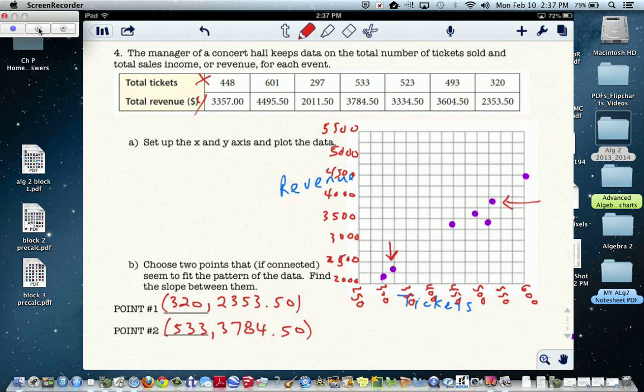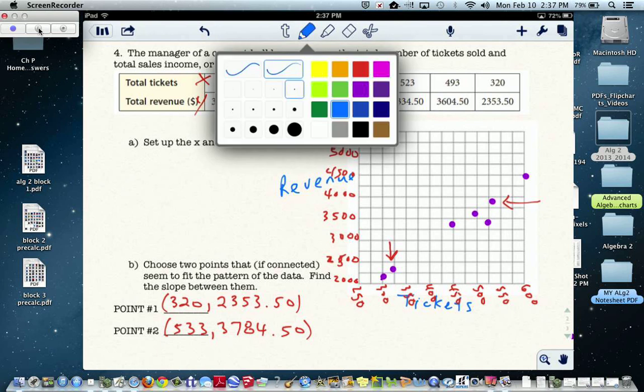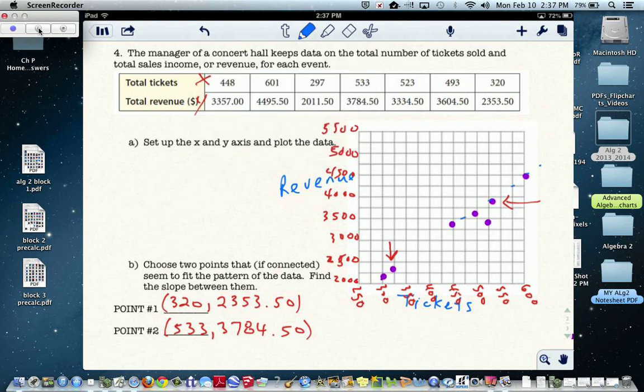And in the first problem, part B here, it says go ahead and pick 2 points. So I've marked the 2 that I picked with the red arrow. You can pick any 2. They all seem to be lining up along a line similar to this. So if you pick any of those points, you'd be good. I would probably stay away from this one, as it seems to be a bit of an outlier. But for the most part, it'll get you close.